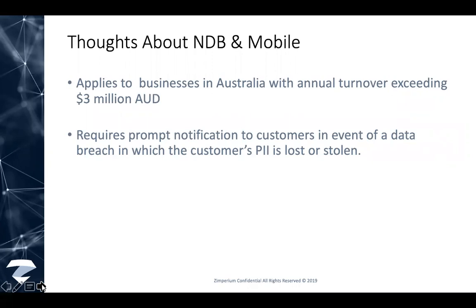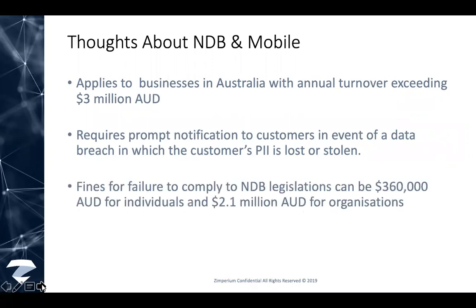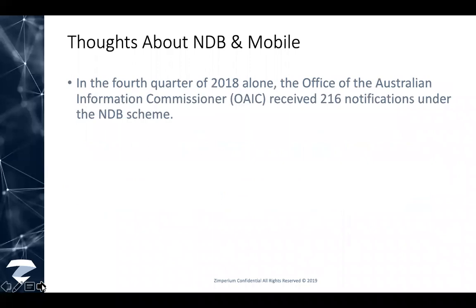authorities on it. And of course, in classic fashion, because you always need to have the stick, there are fines that come with it. I think it's interesting that there are fines for individuals as well as organizations. But the one that obviously matters most is the fine for organizations themselves. So this went into effect in 2018. We just thought it'd be kind of fun to look at the data just for the fourth quarter of 2018. There were 216 notifications under the scheme just in the fourth quarter of 2018.